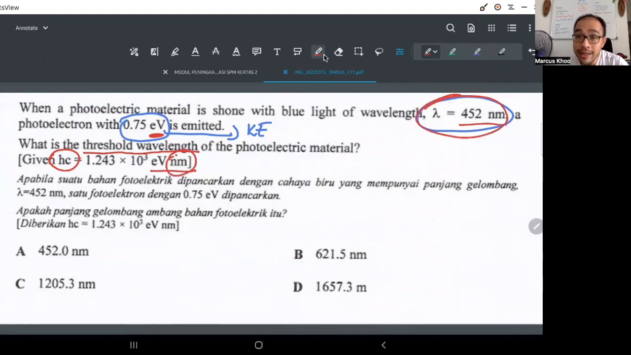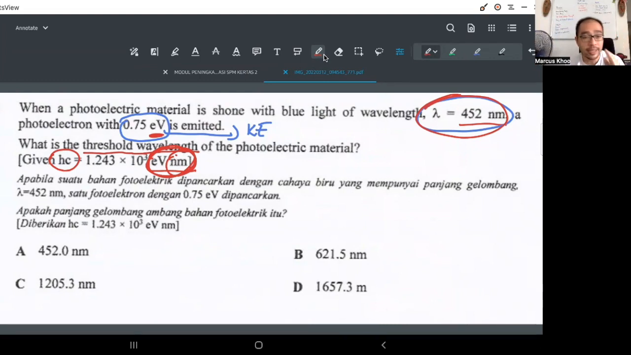Which tells us that actually we don't even have to convert anything. No need to change the nanometer to meter, no need to change the eV to joules, because our constant values are using the units that we already have. So be very careful with this. This is how I would do this.